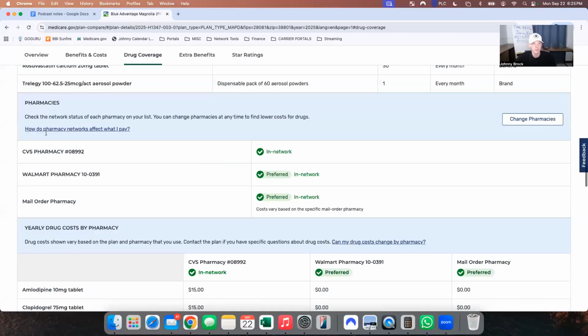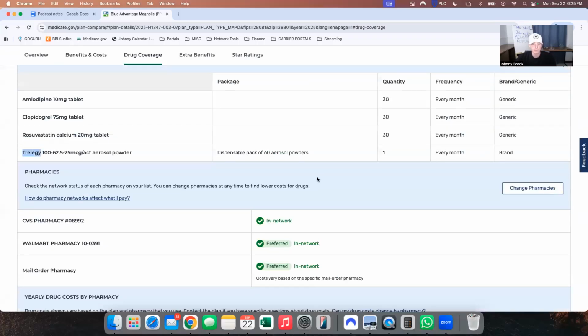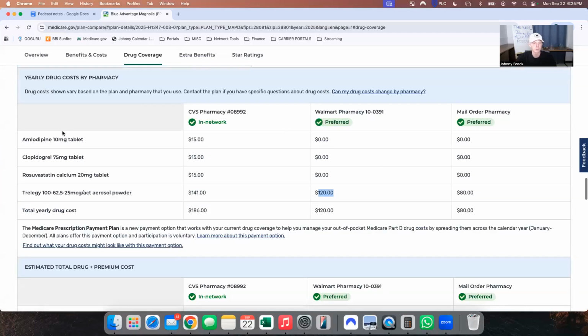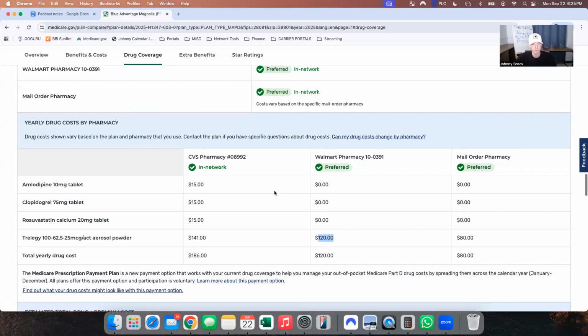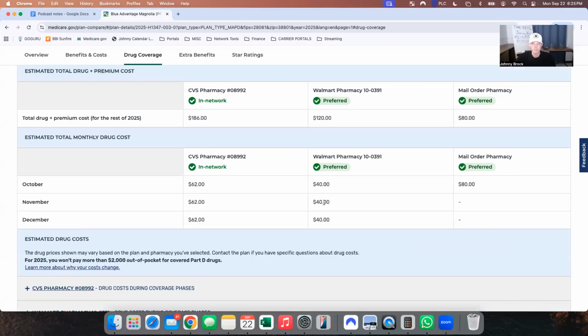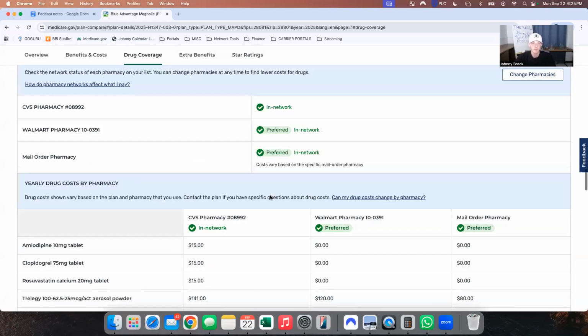So right here it says cost of Trelegy. So that's the only one that's really costing a lot of money. At CVS, it's $15 for every drug except Trelegy. Here it is. So at Walmart, you're paying $120. This is your yearly drug cost by the pharmacy. So what it's doing is it's taking every month and adding them together. So you're paying $40 per month. That's probably going to be a year-wide thing. So what's 4 times 12? $480 is roughly what you're going to pay, like I was saying.